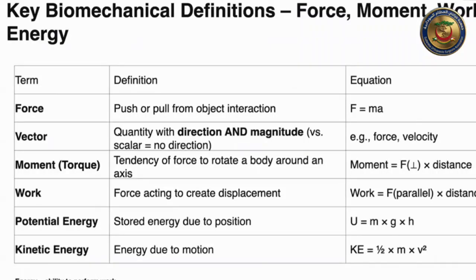Torque or moment is the tendency of a force to rotate a body around an axis. So the moment is the perpendicular force multiplied by distance. Work is the force acting to accelerate an object or to create displacement, so work equals force multiplied by distance.